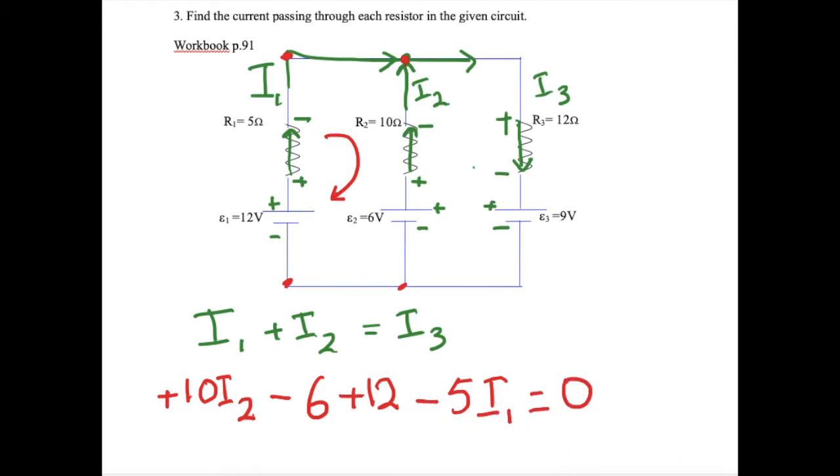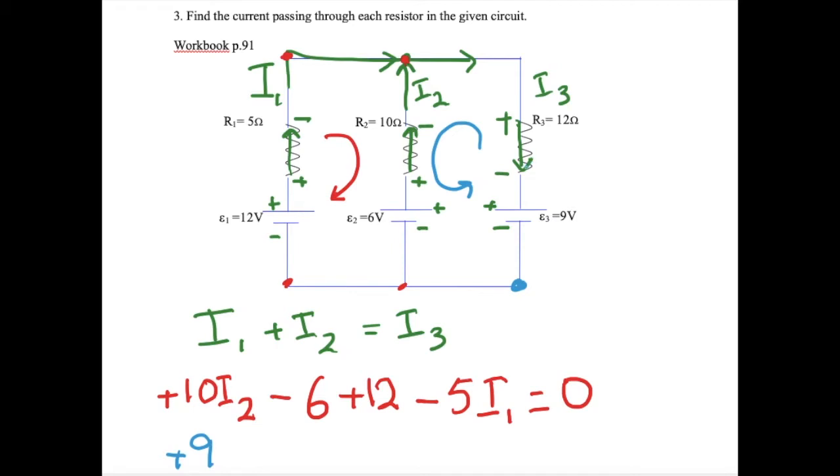Let's write the third equation using this loop on the right, and just because we can, let's loop the other way, starting here, because why not? If I start here, the first element I pass through is the 9 volt from its minus to plus, so I write that as a positive 9, that's a voltage rise.